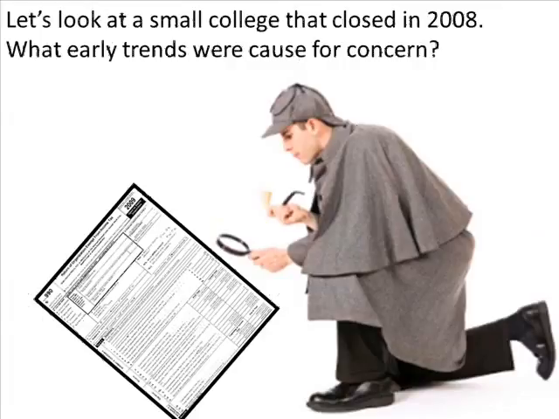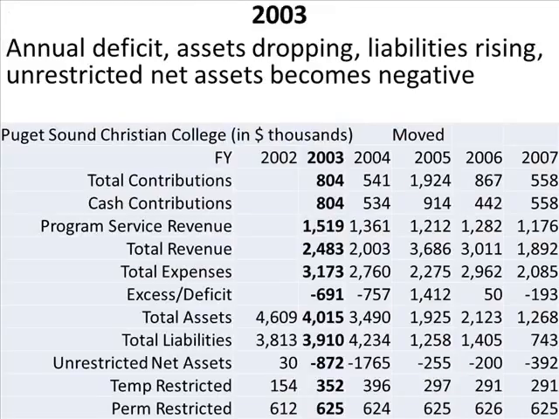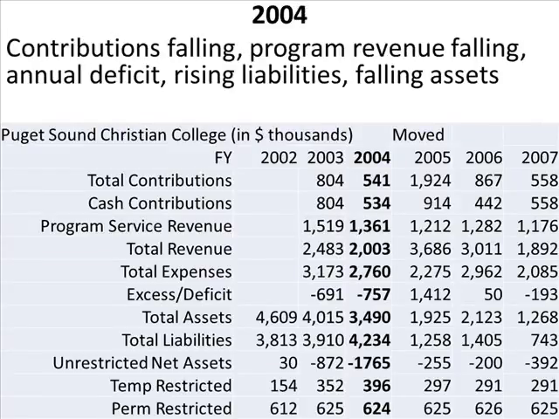Let's look at a small college that closed in 2008 and see if we can find any early trends that were cause for concern. So in 2003, this organization had an annual deficit, dropping assets, liabilities rising, and unrestricted net assets went from positive to negative. These are all major warning signs that this organization, if it's not turned around quickly, is not long for this world. In 2004, contributions now begin falling.